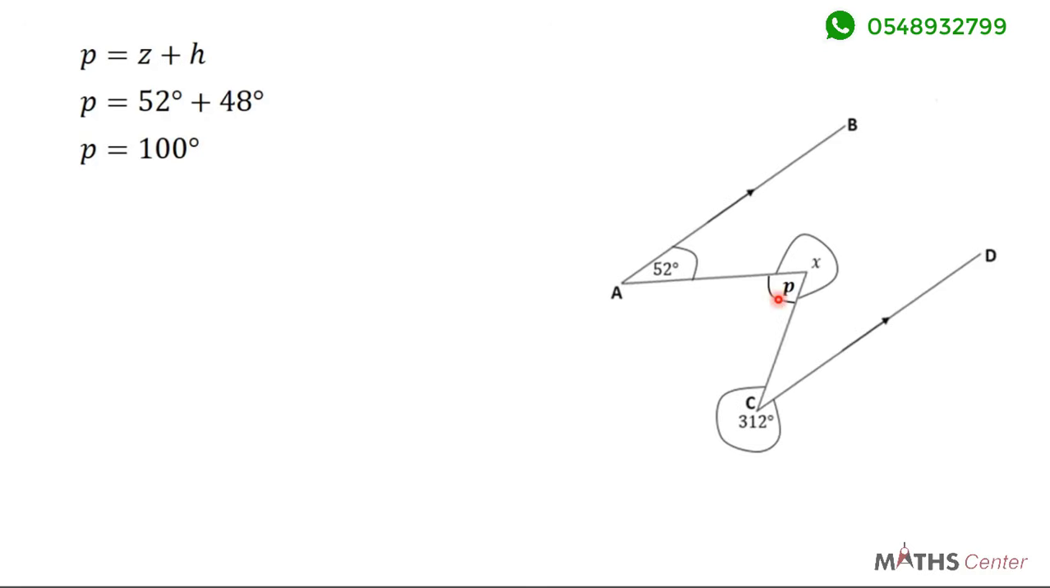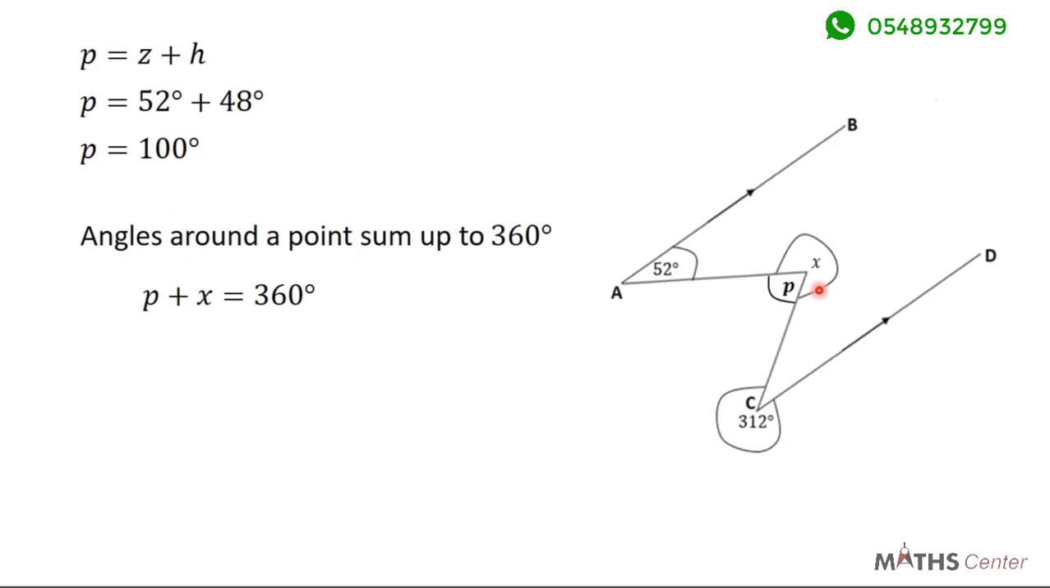Now, the question did not tell us to find P. The question said we should find X. We only found P because it will help us to find X. We know that angles around a point add up to 360 degrees. So, P plus X will give us 360 degrees. We know that P is 100 degrees. So, 100 degrees plus X will be 360 degrees, and X will give us 260 degrees.